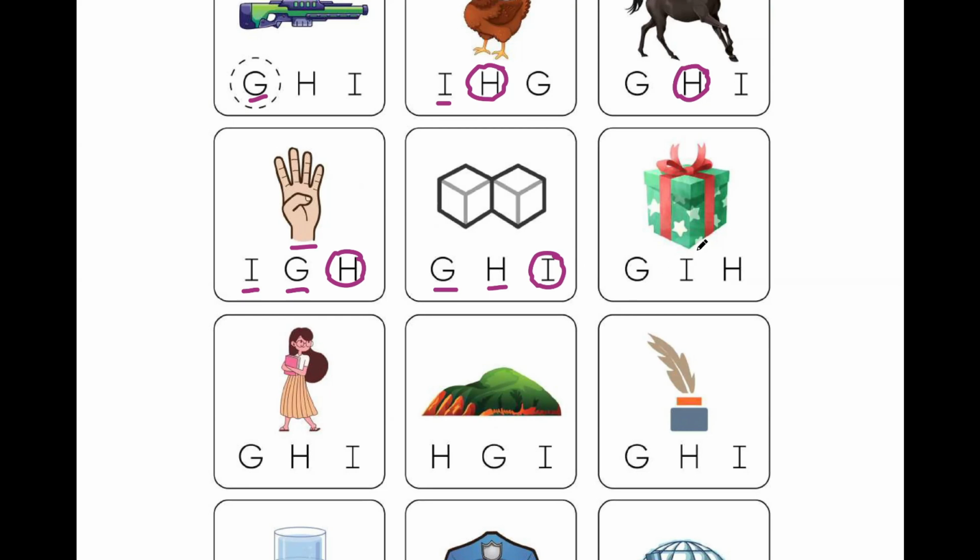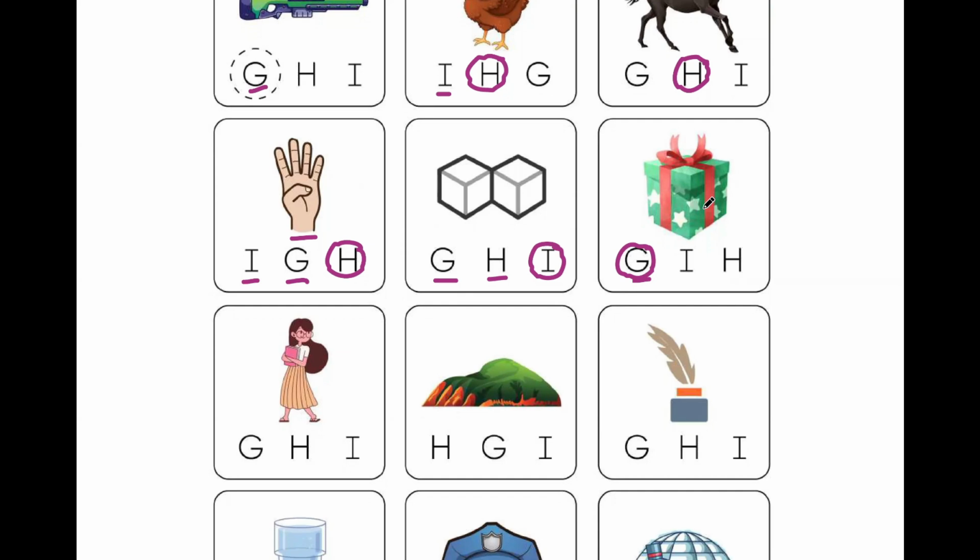Now let's move towards another picture. Here we can see the picture of the gift, and the first alphabet of the word gift is G, right? That is why over here we would circle the G alphabet since this is the starting alphabet of the word gift, and the sound of the G is G, G, gift, G, gift.